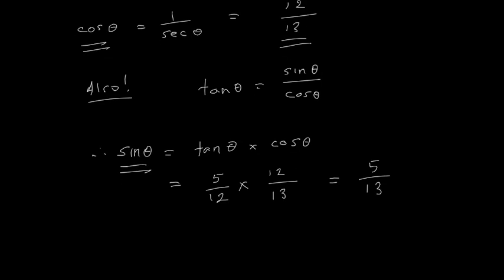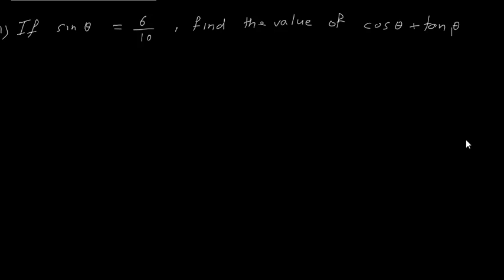Now, let us move to the next question, the 11th question. Sin theta is 6 upon 10. We have to find the value of cos theta plus tan theta. Okay. So again, in the solution we will write sin theta, which is 6 upon 10. Now this 6 upon 10 can be reduced, so let us reduce. This will become 3 upon 5.